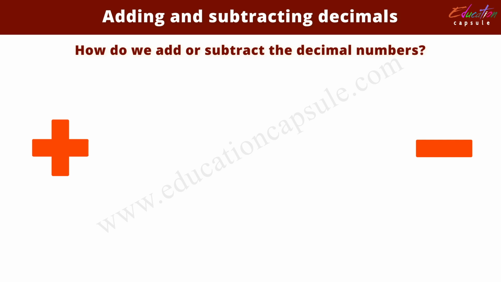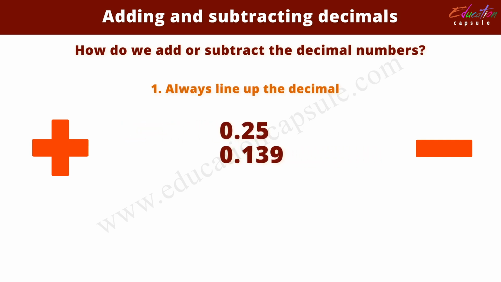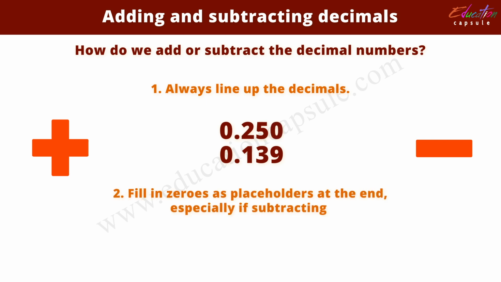Points to remember while adding and subtracting the decimals. Point number 1. Always line up the decimals. Point number 2. Fill in zeros as placeholders at the end, especially if subtracting.